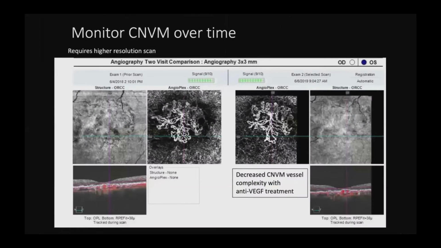With OCT angiography, one of the nice features is that you can compare the angiography between two visits and actually follow the complexity of the lesion over time. This can also help to direct a treat and extend protocol to look for early signs of recurrence.